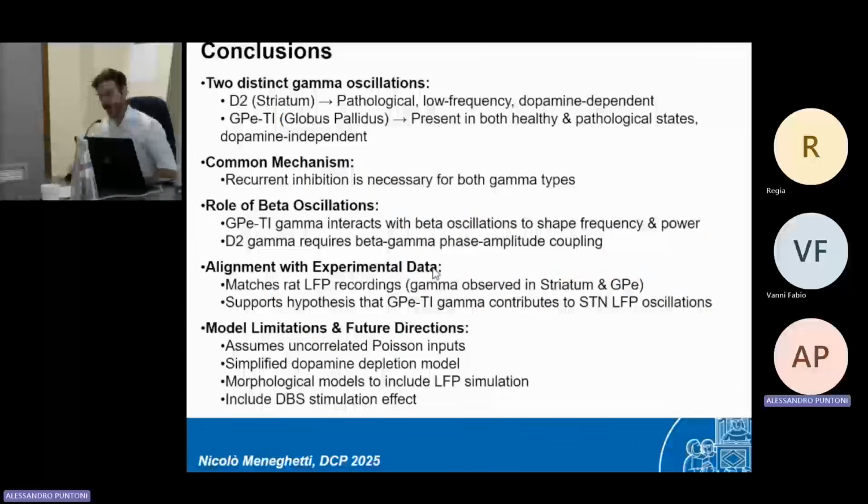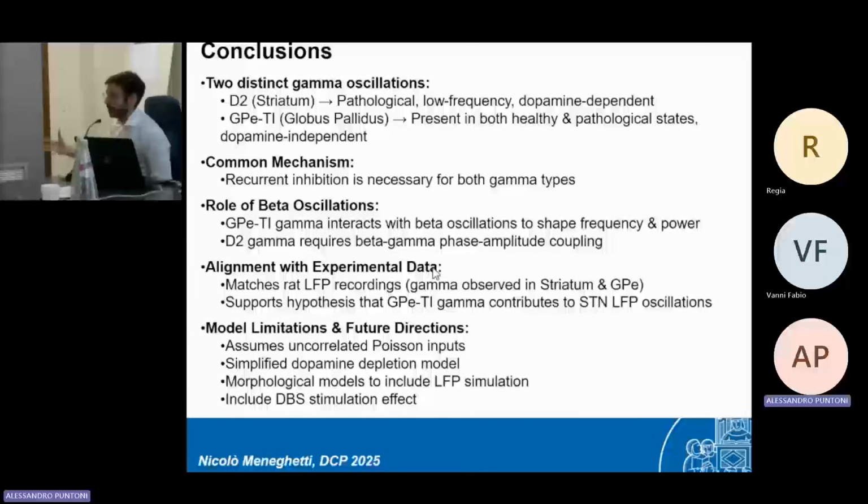So we're already at the take-home message. We have two distinct gamma oscillations, one in the striatum and one in the globus pallidus. The mechanism behind the rhythmogenesis of these two nuclei is common, that is self-inhibitory loops.